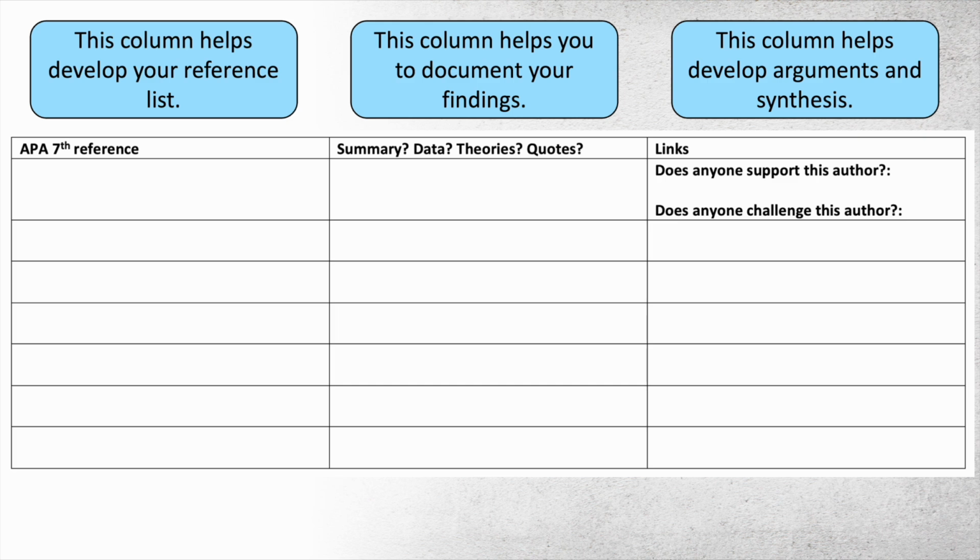As you're reading your sources, you'll start to see authors that agree with one another and authors that challenge one another. So write their names in the far right-hand column, and this gives you your arguments and alternative arguments in your lit review. You can also use the Tom Chatfield reading table.